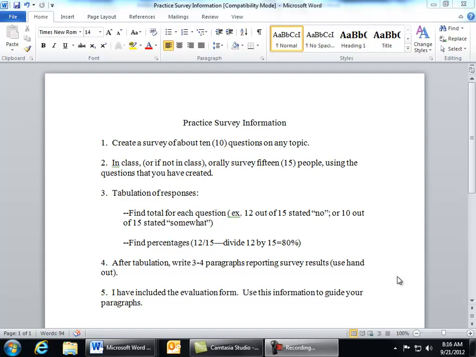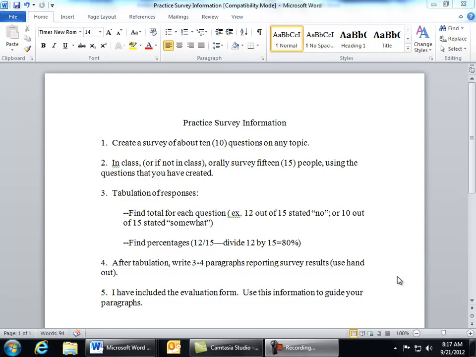A tabulation of responses. Well, usually this means how do you figure out what it truly means from the questions that you've asked? Find a total for each question. So for example, 12 out of 15 people stated no to your question, or 10 out of 15 stated somewhat. This might be a degree answer. So yes, they somewhat agree, they hardly agree, or no, they don't agree.